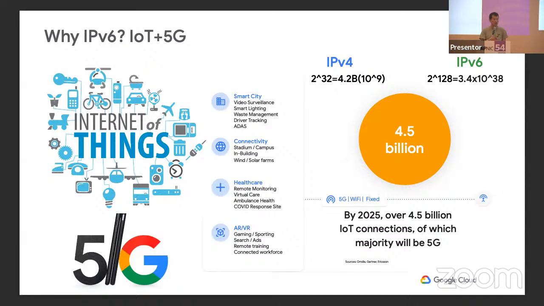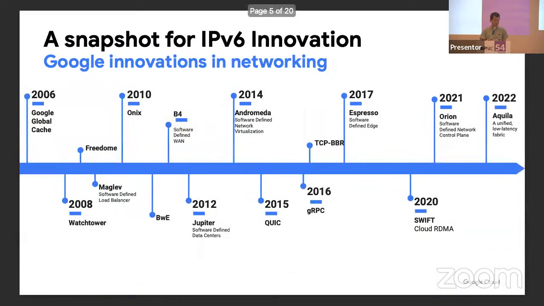We saw a lot of our cloud customers asking for IPv6 support. But IPv6 in cloud networking is never easy to achieve. Google started the search function, offering search to the public around 2006. At that time, we defined the global cache, followed by massive-scale data centers, Watchtower, Freedom, and Maglev, which is a software-defined load balancer.